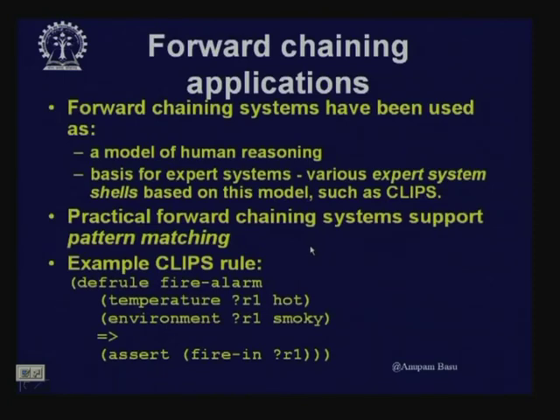Now forward chaining systems are very useful and have been used as a model of human reasoning. And there are various expert systems, we will discuss a little bit of expert systems today, which have used this sort of reasoning, a forward chaining mechanism. They essentially use pattern matching. There are different languages and different tools available to build such rule based systems.